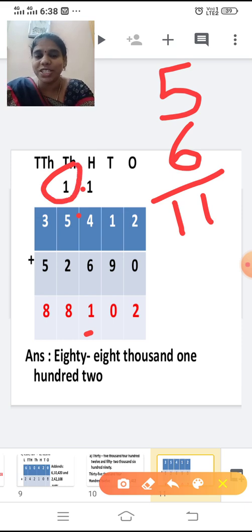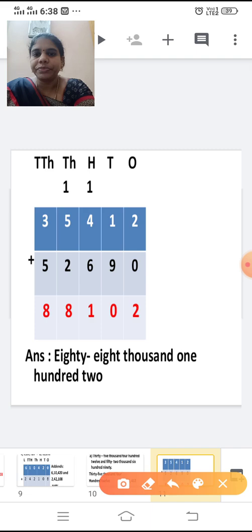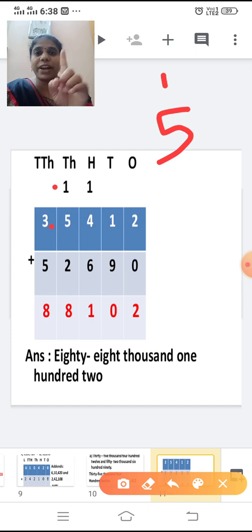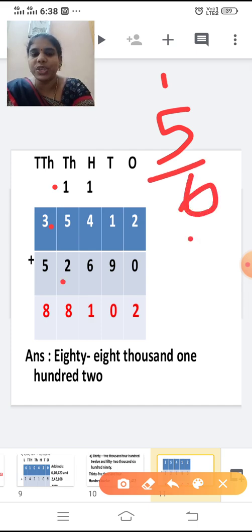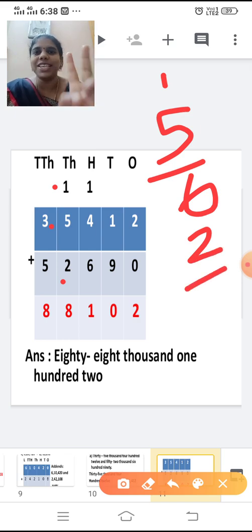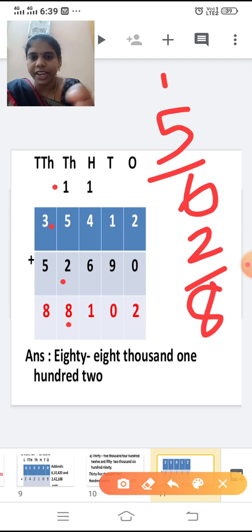Now shall we add the thousands place now? 1 plus 5. Add 1 and 5. After 5 I'm going to add only one number. 5 plus 1 is 6. With this 6 I am going to add 2 numbers. Keep 6 in the mind, 2 in the finger. After 6, 7, 8. Write 8 here.